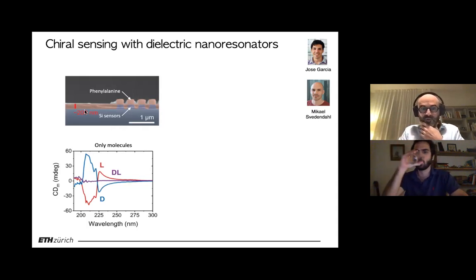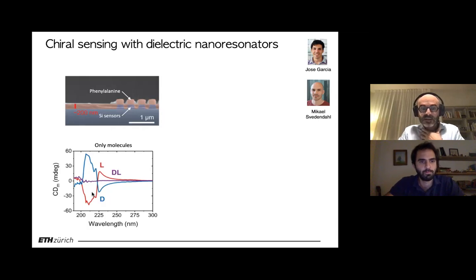First, if I do the measurement in this region where there's no resonator, what I will measure is exactly what I showed you before in the first slides. It's a typical CD measurement, despite the fact that this is a film instead of a solution. And what you see is that in the UV region there is a dip for the D molecule, and a maximum for the other enantiomer, and for the racemic there is a flat response. But I insist this happens in the UV where the molecule absorbs.